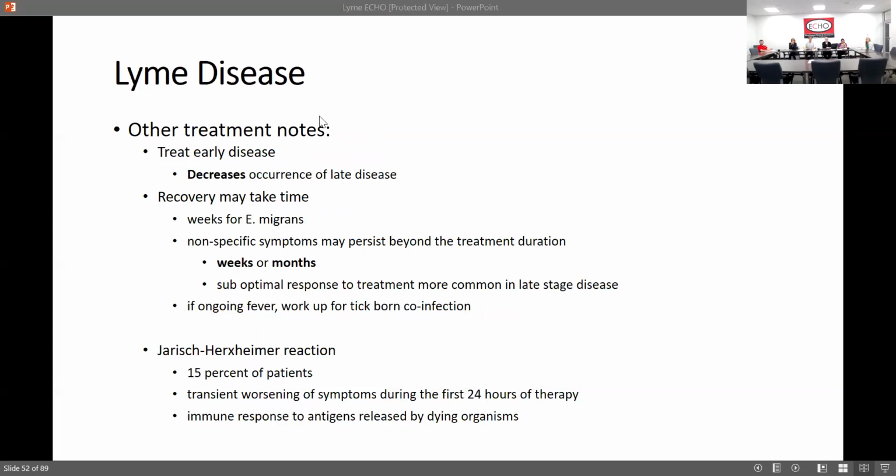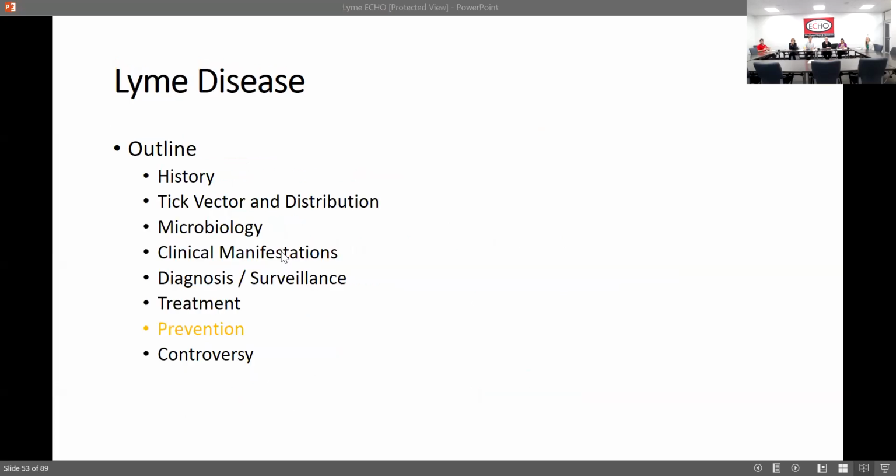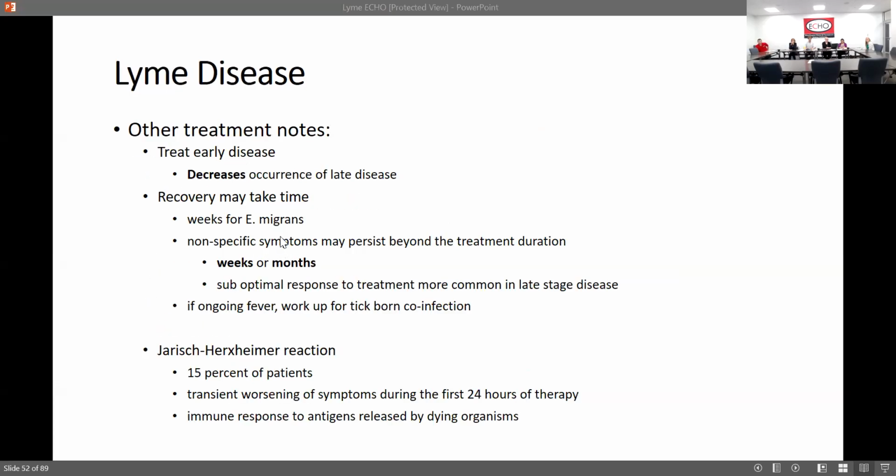I talk to patients about this, that recovery may take time. You can talk about weeks to months till people feel better. And that's a really important thing for you to communicate to your patients. And again, we understand the microbiology now because it's not coming from toxin production. This is coming from an immunologic response, and it takes time for that immunologic response to ramp down.